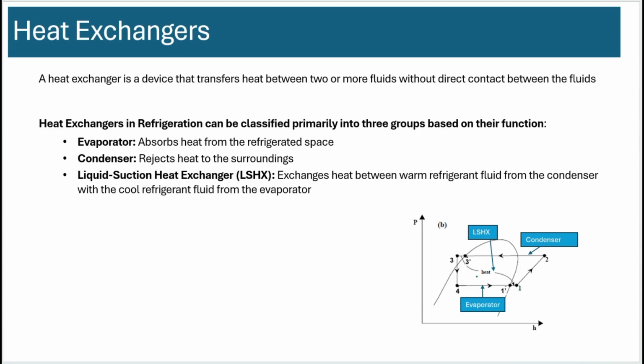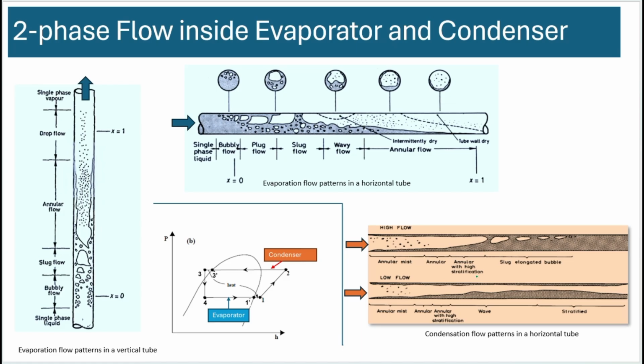Now let's take a look inside at what happens in a condenser tube and an evaporator tube. If you focus on the evaporator tube, 4 to 1 or 4 to 1 prime, what happens here? You have two scenarios. You could have evaporators with tubes that are mostly horizontal, and some evaporators where the tubes are vertical. In either case, when the refrigerant first comes in, it's coming in as mostly liquid.